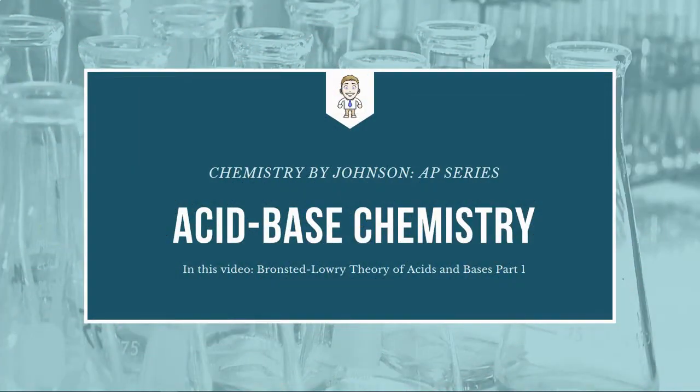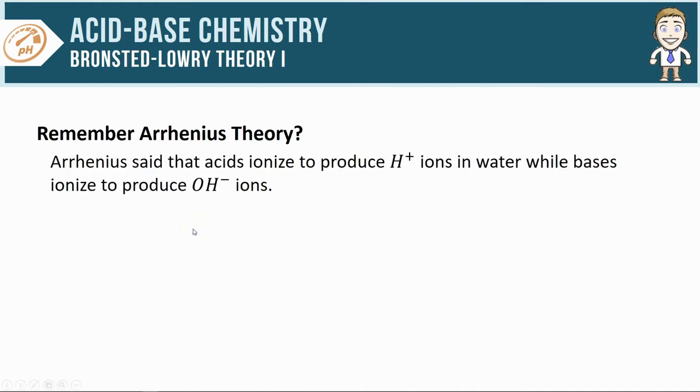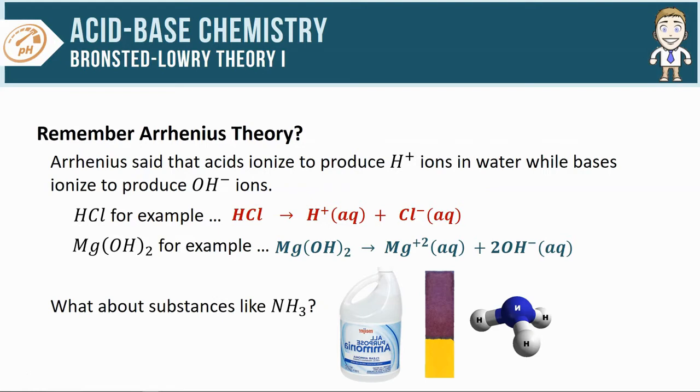Hey everybody, in this AP Chem series video, we're going to take a look at the Bronsted-Lowry theory of acids and bases. First, remember in the last video we looked at the Arrhenius theory of acids and bases. Arrhenius says that acids will ionize to produce H+ ions like this hydrochloric acid shown here, while bases ionize to produce hydroxide ions like the magnesium hydroxide shown here, with the problem of not being able to explain substances like ammonia, which clearly don't contain hydroxide and yet are also clearly bases.